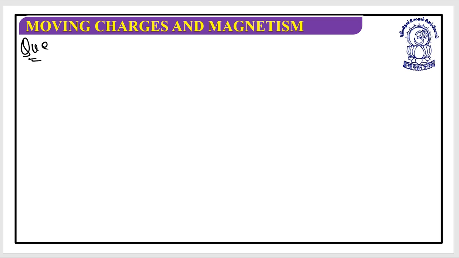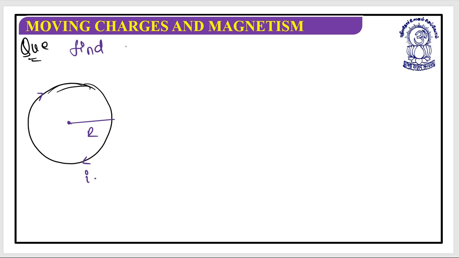Let's have one more question. It says let's suppose it is a circle, and that circle is having radius r, and the current that is flowing like this is I. So it says find out the magnetic moment. This is the requirement. They want to find out the magnetic moment.